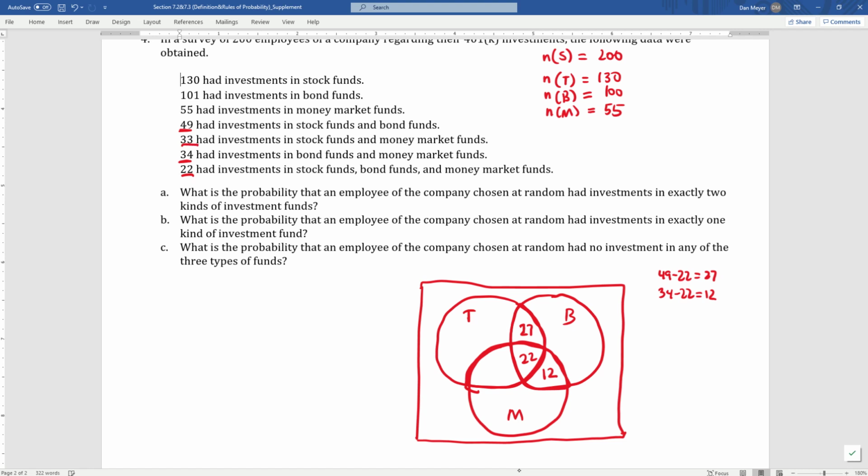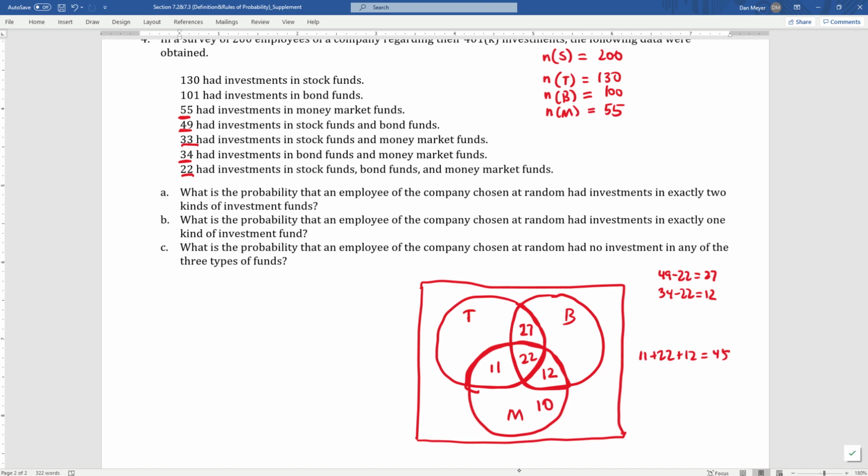33 total. We've already got 22, which leaves 11 out there. All right, so we got all the intersections taken care of. Then finally, we can go, let's see, 55 had money markets. We've got 11 plus 22 plus 12 is 33 plus 12 is 45. We got 45 counted. There were 55 total, which leaves 10 people who just had money market funds.